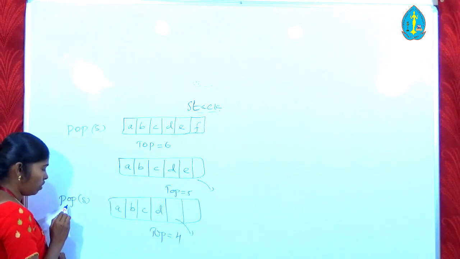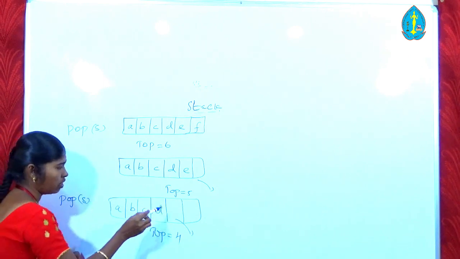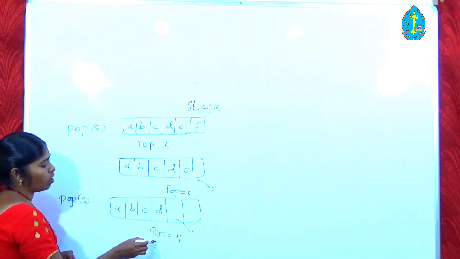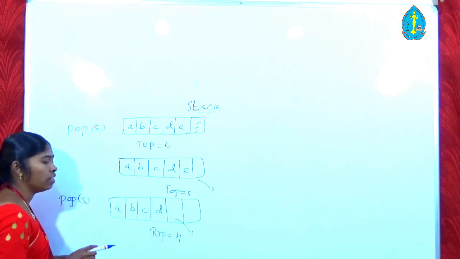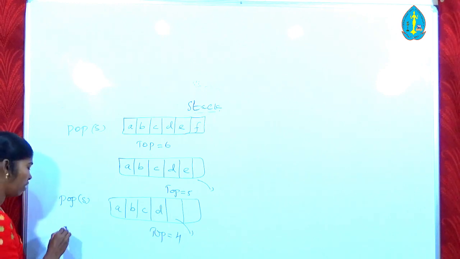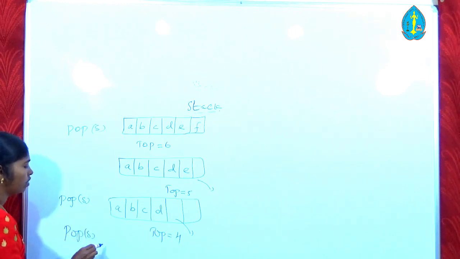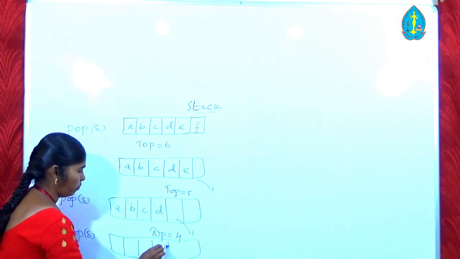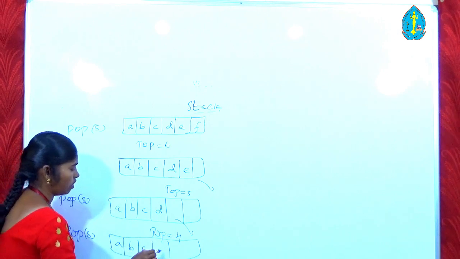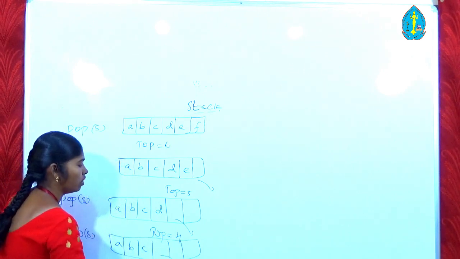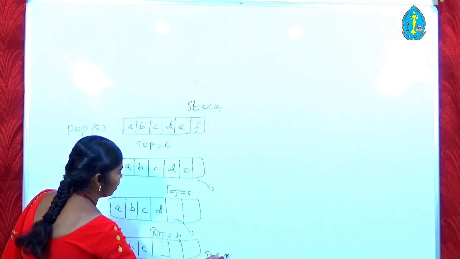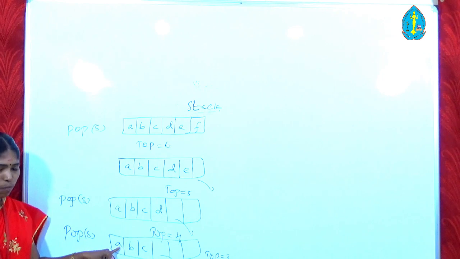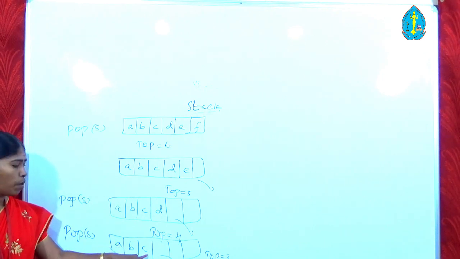Next you call the pop operation again. The topmost item D will be deleted from the stack, so automatically top is decremented by 1 and will be treated as 4. Again pop of stack: from A, B, C, D, the element D will be returned, and the top pointer is decremented. After that, pop will be called 3 more times.